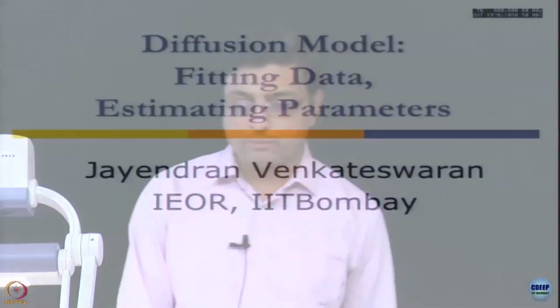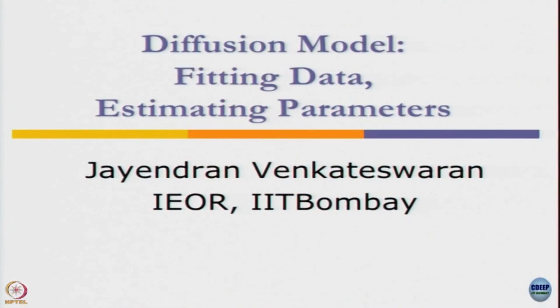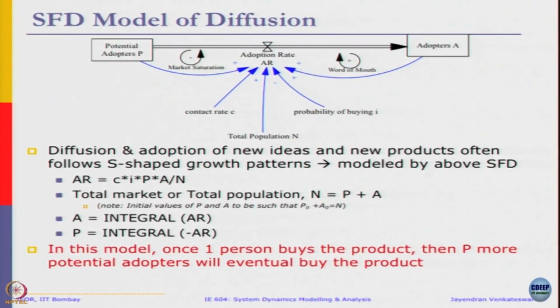So, in today's class we will be taking a look at diffusion models, with a specific example on how we can model some existing scenarios, how to estimate parameters and fit our diffusion models. We have seen a stock flow representation of the diffusion model where we divided the total population into two: potential adopters of the product and the adopters of the product.